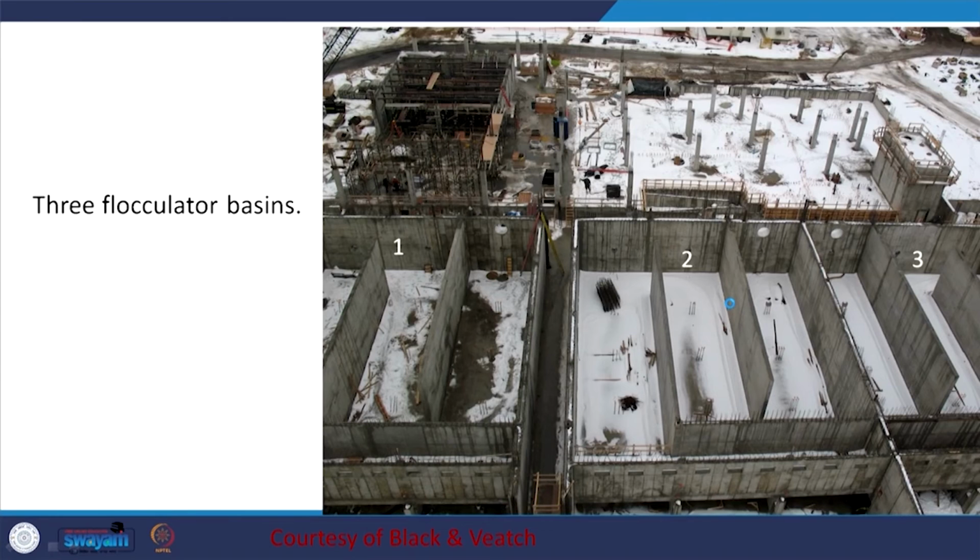So, 3 flocculator basins, you can see them: 1 here, 2 and 3. These are not baffled type, I think, with respect to the horizontal shaft mixing.